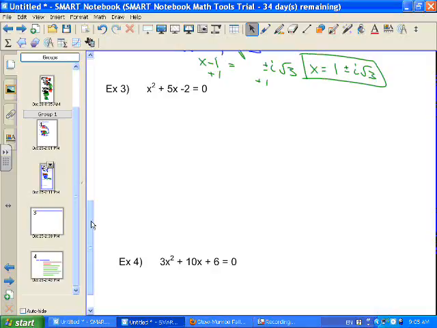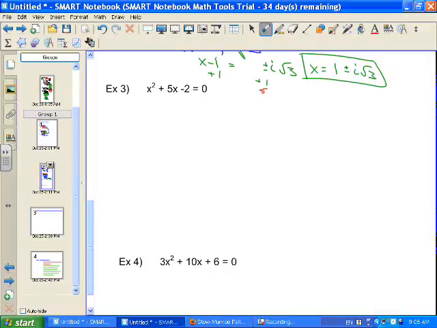Right? Because the first thing that we have to do is take my b term, which is 5, half it: 2.5, or 5 halves. And then square it, which is 25 fourths. All right, so let's work that out just so we can see it.